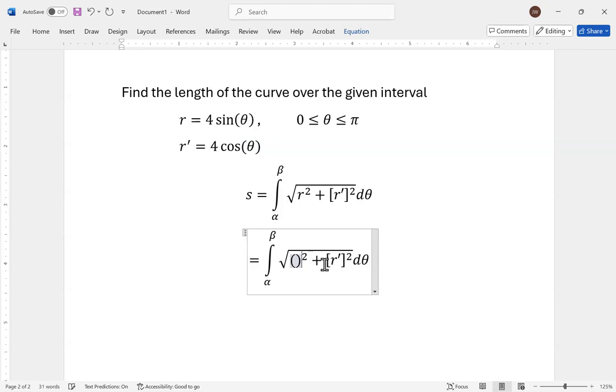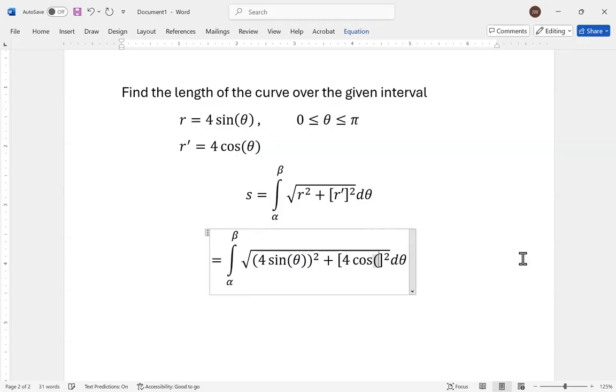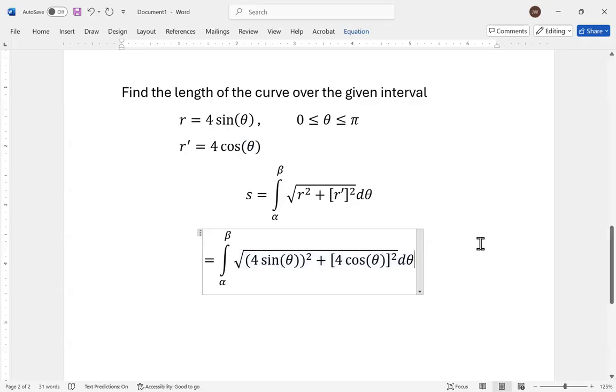So that's what we get. 4 times the sine of theta, quantity squared, plus 4 times the cosine of theta, quantity squared, all underneath a square root. And we're going to be integrating from 0 up to pi.